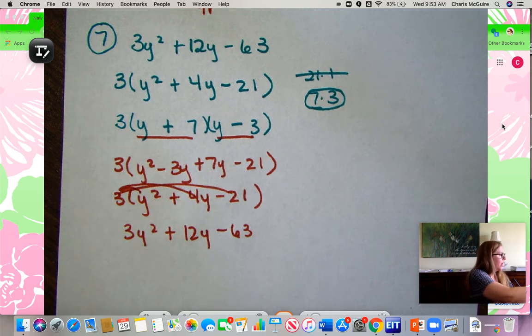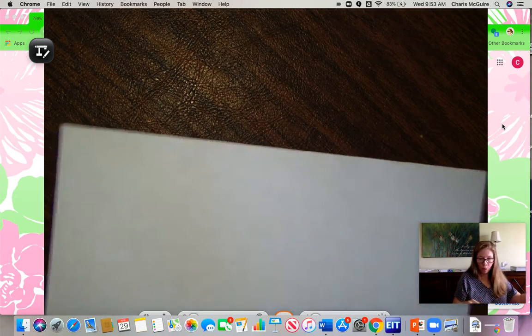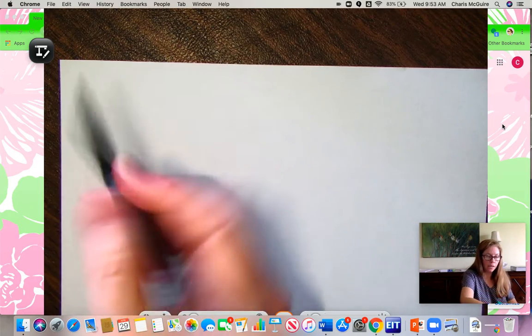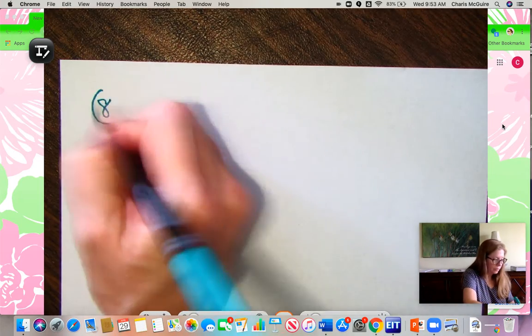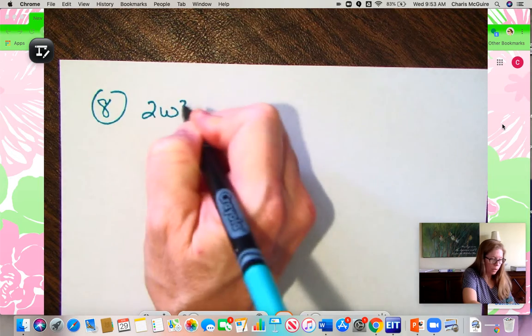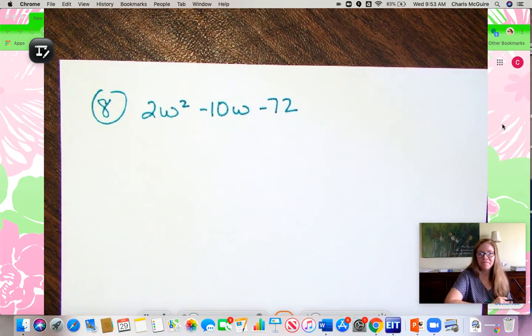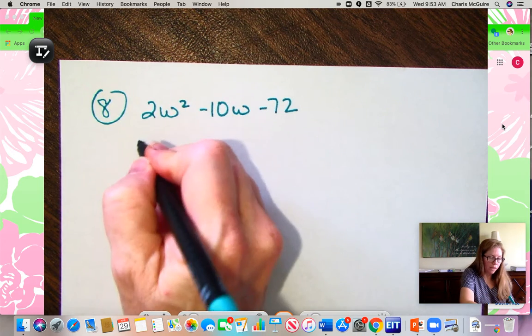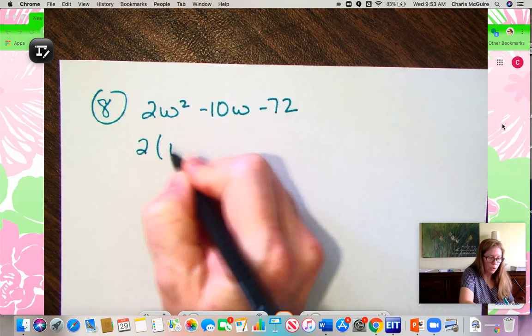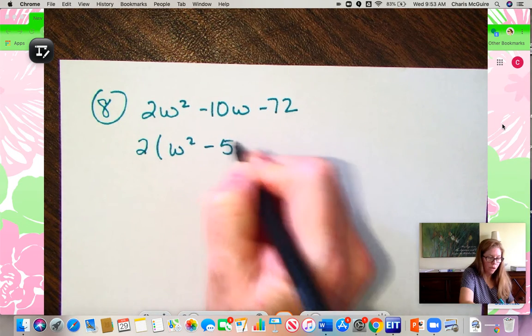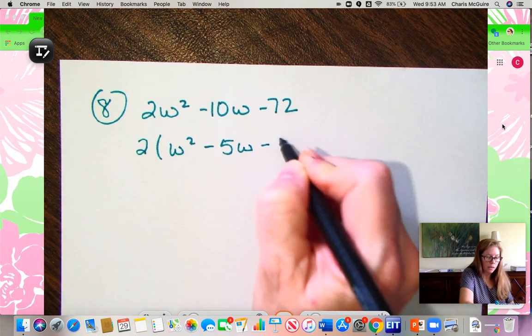Okay, last problem. I'm going to let you try this one on your own. Hopefully this goes down super well because it's your last one, number 8. 2w squared minus 10w minus 72. All right, hopefully you took the 2 out first. So we'll factor out the 2, and that will leave us with w squared minus 5w minus 36.